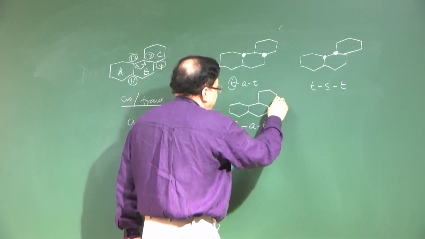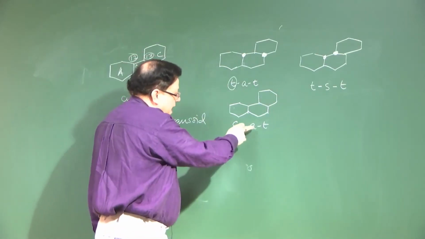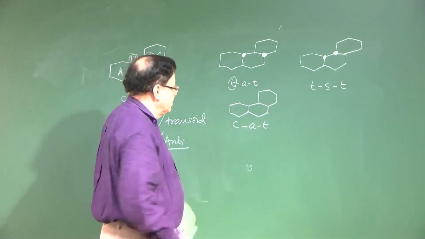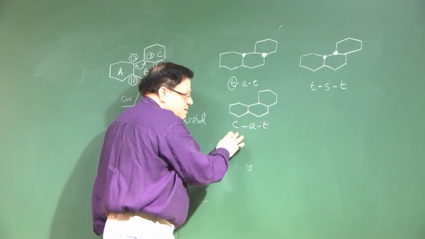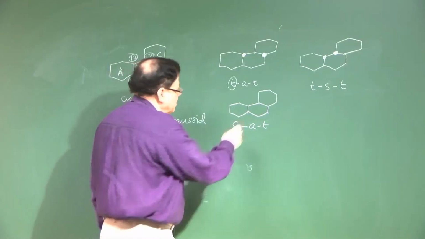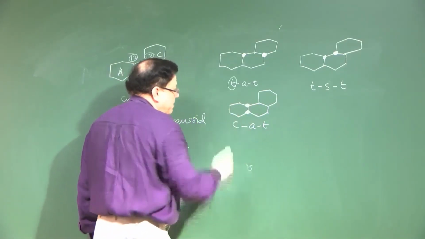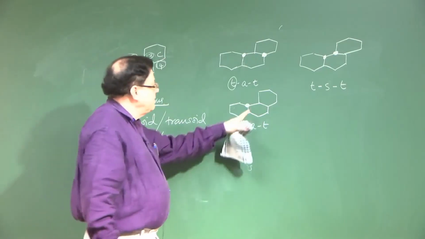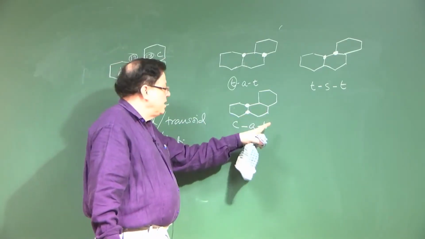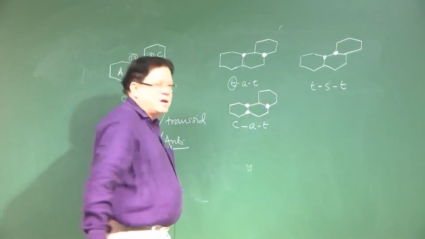Okay. So, the next is CAT, that means cis, anti, and trans. Okay. So, the correct name is cis, transoid, trans. Okay. So, this is cis, that means we make both bold. Okay. So, that makes it cis, then anti. So, I have to have the alpha hydrogen, and then trans, that means it should be bold. So, that will be CAT.